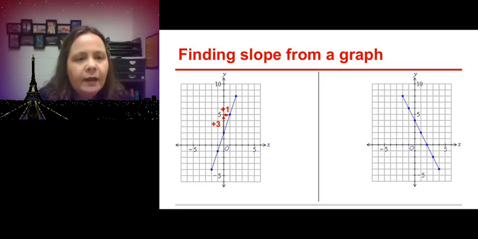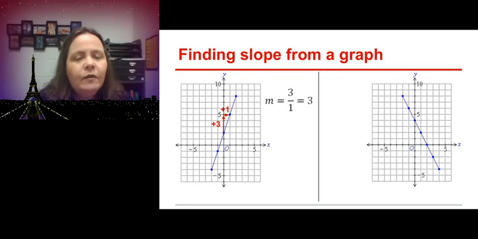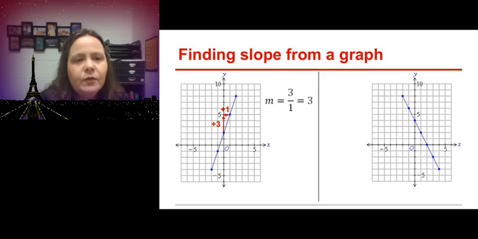You know, the y-axis runs up and down, the x-axis runs left and right. So your up and down change will go on top, hence your rise, and then your run will go in the denominator of your fraction. So I have my slope is equal to 3 over 1, and that simplifies to just 3. Now, you can have a simplified fraction, but you can also be left with a fraction like 1/2. You don't necessarily always end up with a whole number.